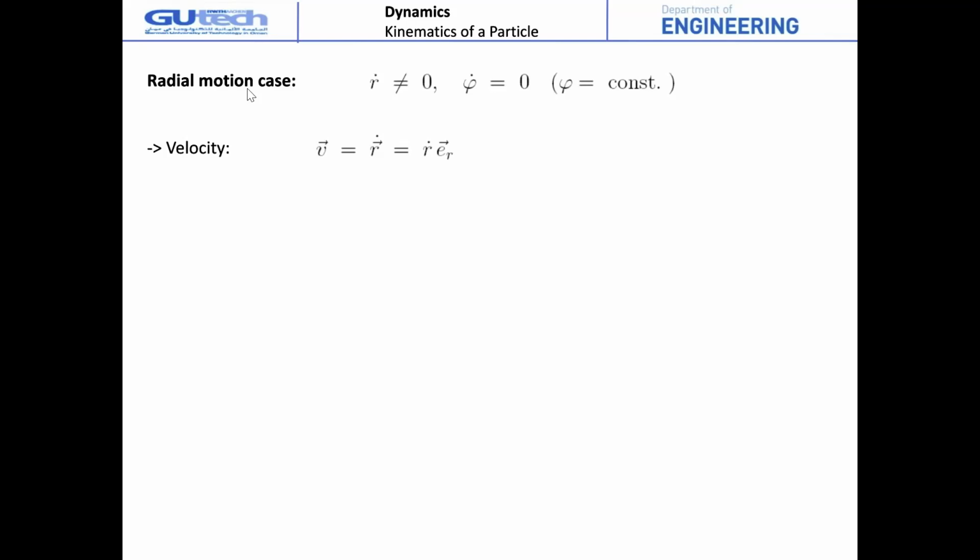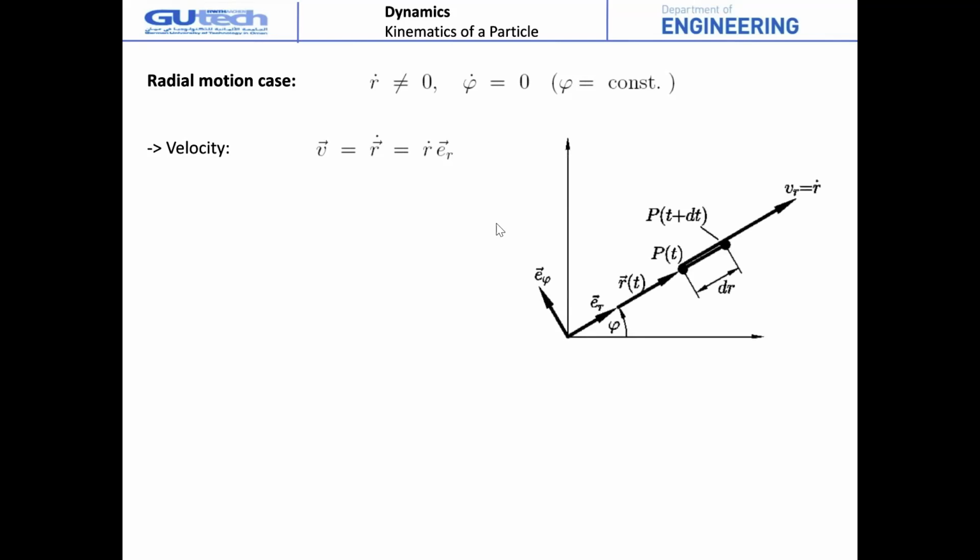A radial motion case, a special case, when we have r dot different from 0, but phi dot is equal to 0. In this case, phi is constant. Then the second term will be equal to 0, and we have only the velocity along the radial direction. That means there is only translation here, and there is no rotation.